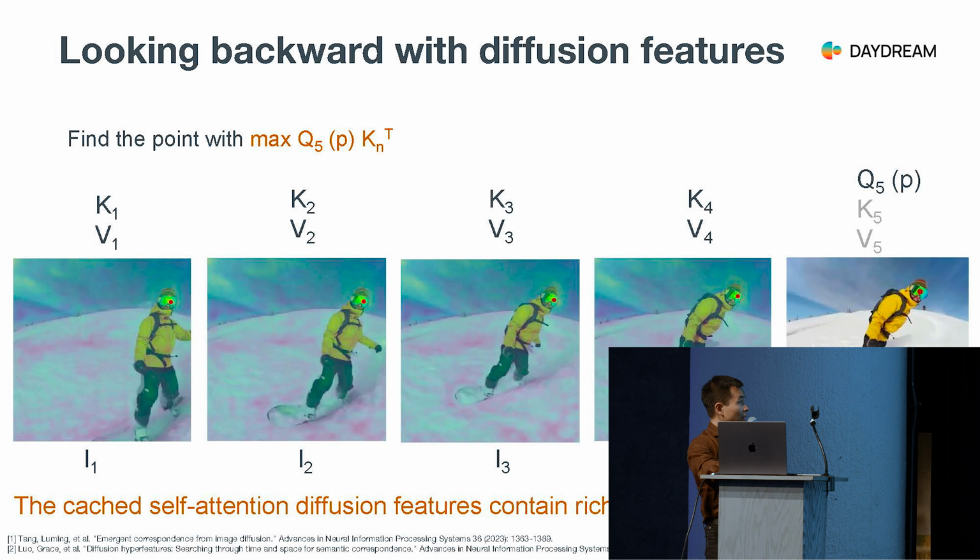If the color is red, it means we have a higher response. The points with maximum activation all lie on the goggle. This means that the cached self-attention features contain very rich information of the previous frames, which we can average to generate a better, more consistent output.